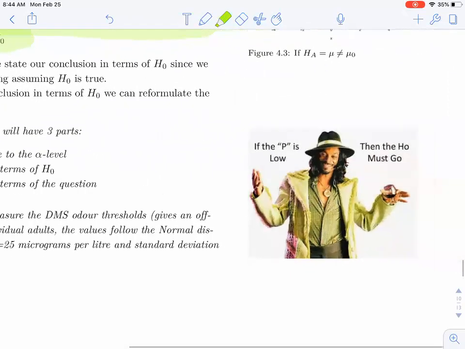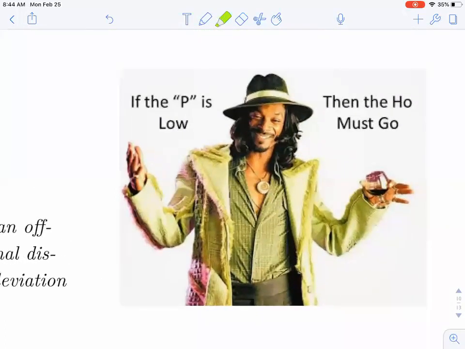Okay. And then I'm pretty proud of this one. I use it every year, every term even. But also because I think it's really helpful, because we have to remember. Okay, so if the p-value is small enough, then you can reject the null hypothesis. If the p is low, then the null hypothesis must go. Has a nice ring to it.